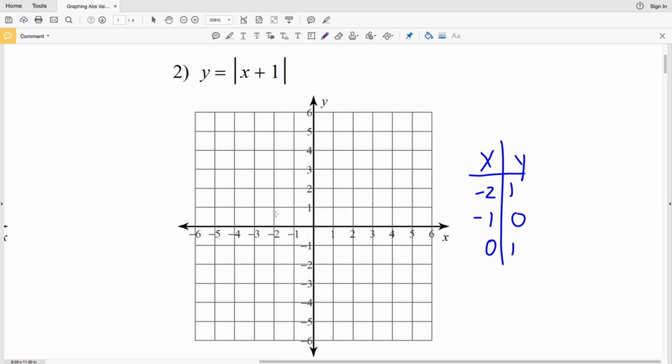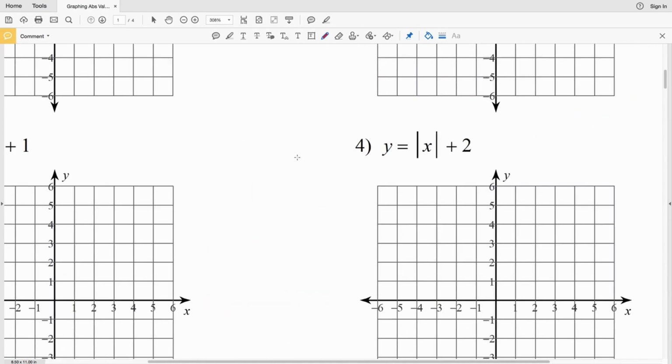-2, +1, -1, 0, and 0, 1. It's a straight line to the turning point and then a straight line from the turning point. And I recommend using a straight edge like a ruler or another piece of paper when drawing your lines for linear functions. Let's move on to number 3.